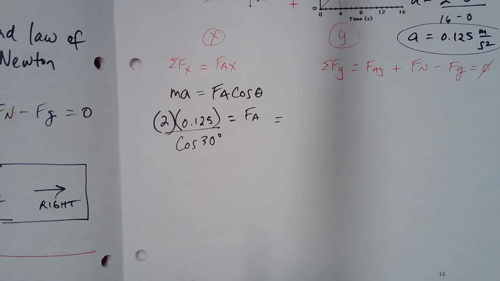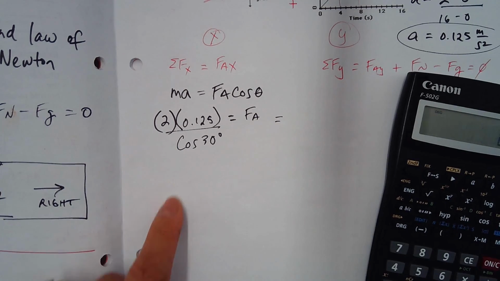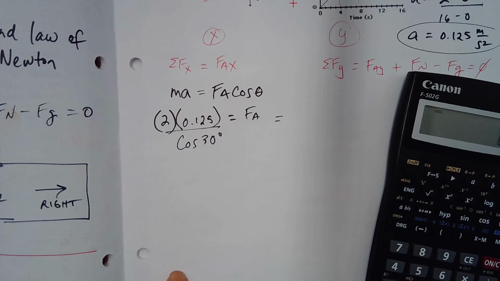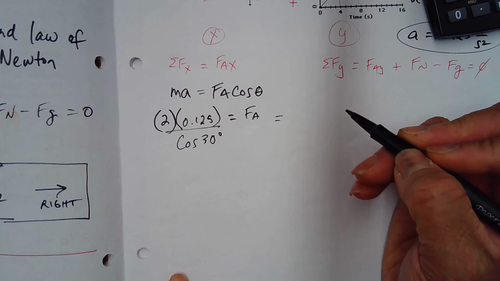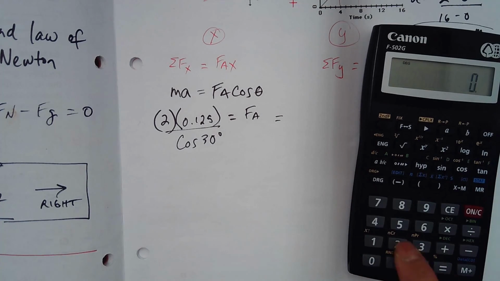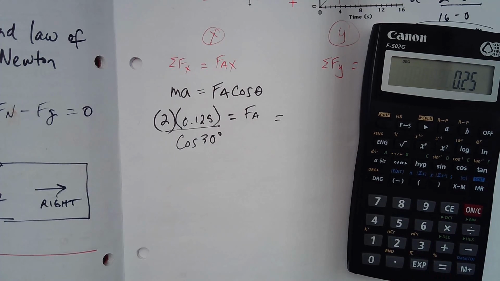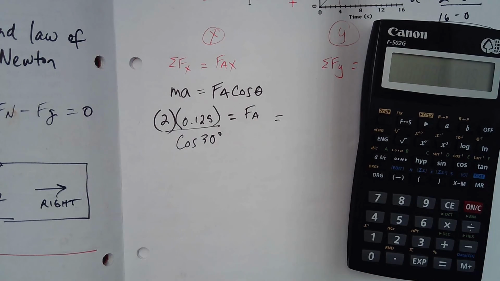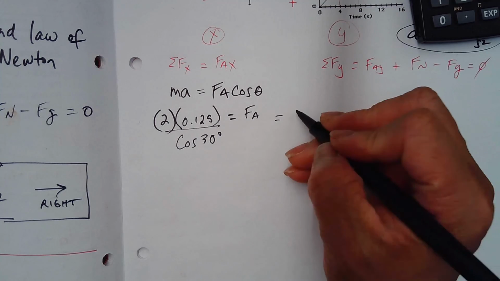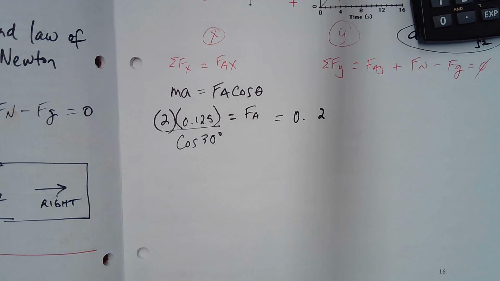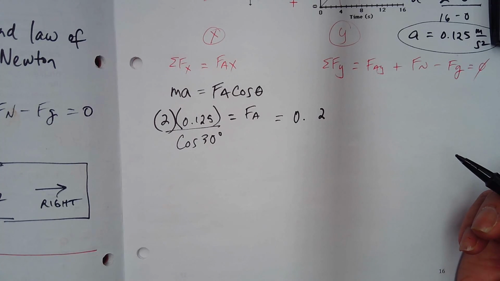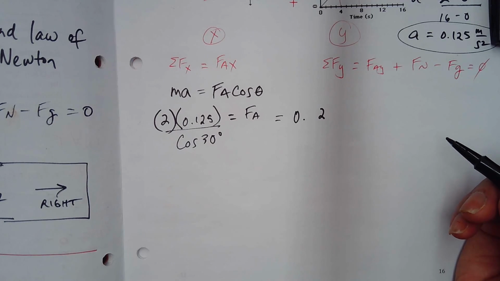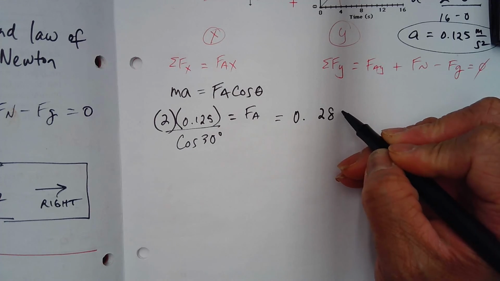So 2 times 0.125 divided by cosine of 30. You're on degree mode. So the Fa, is that right? 2 times 0.125 divided by cos 30 is 0.2. How many sig figs? Only one sig fig because of the 2 kilogram. 0.2, 8, 9, so 0.3 newtons.